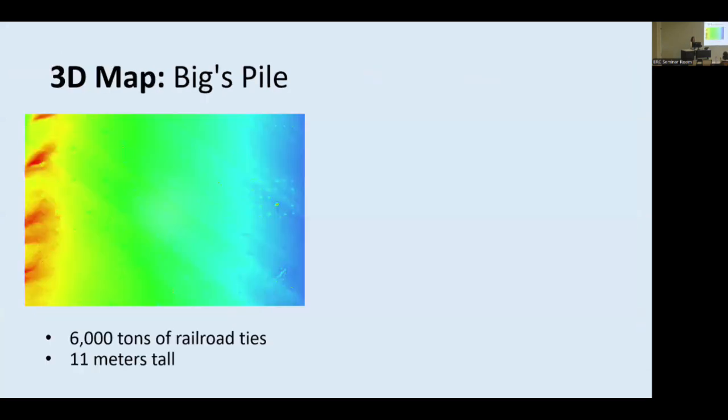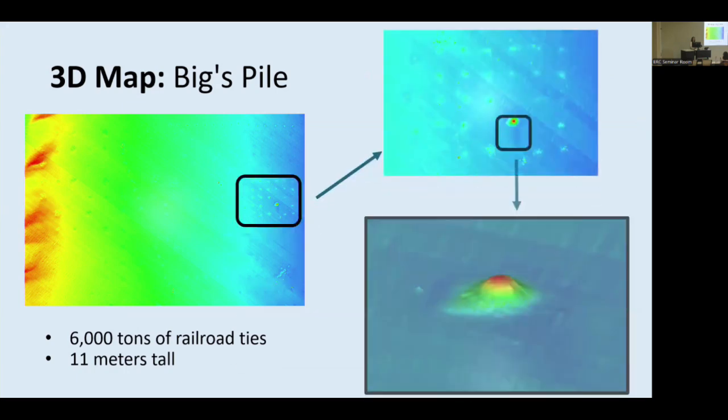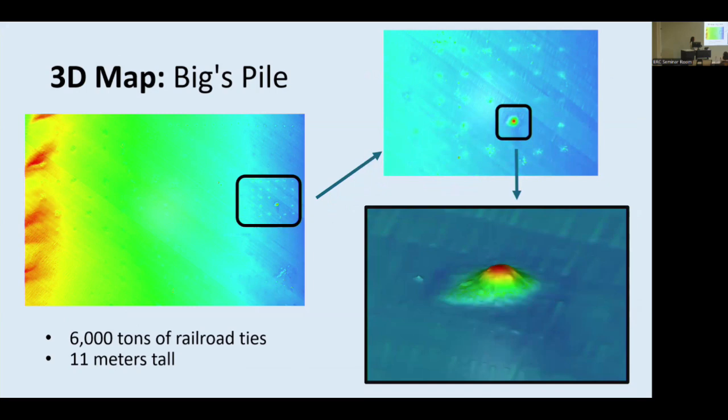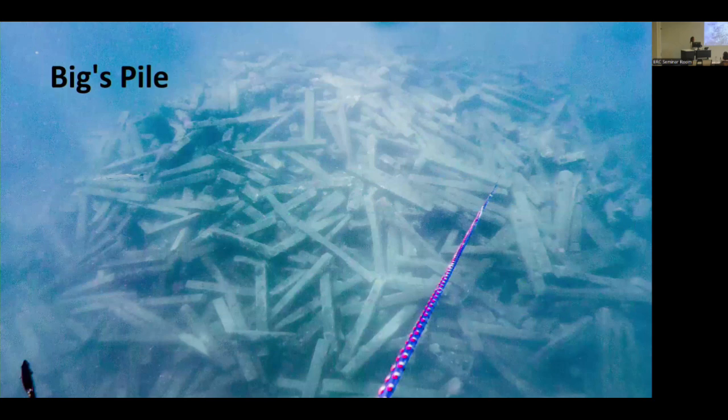To look at this whole reef, I created a 3D map using swath bathymetry. However, for this portion of my study right now, we're focusing on a structure known as Biggs Pile. This is a pile of 6,000 tons of concrete railroad ties, and it's currently 11 meters tall. And then this is what Biggs Pile looks like as a diver is descending down on it.